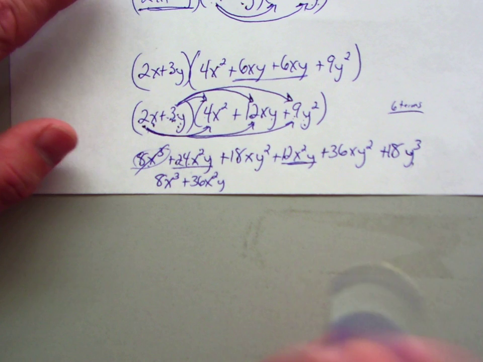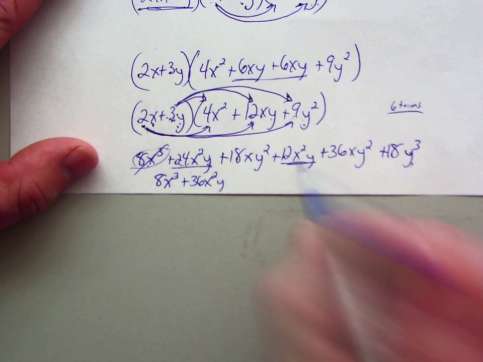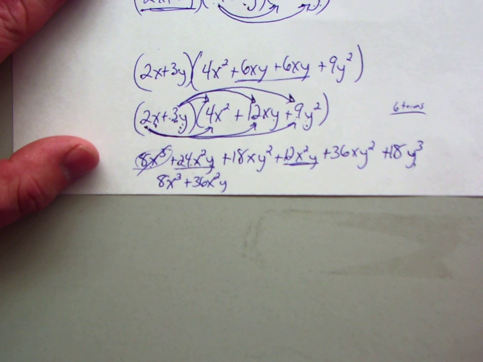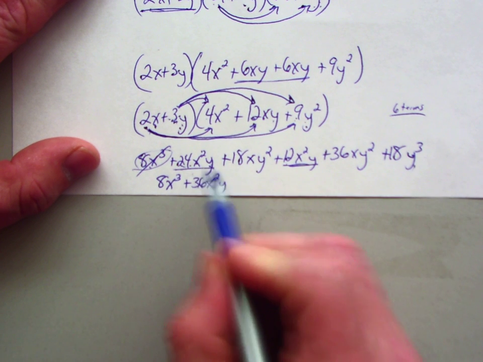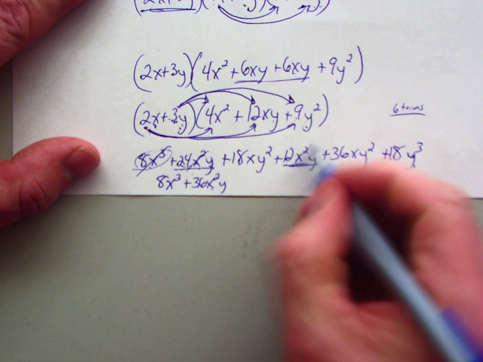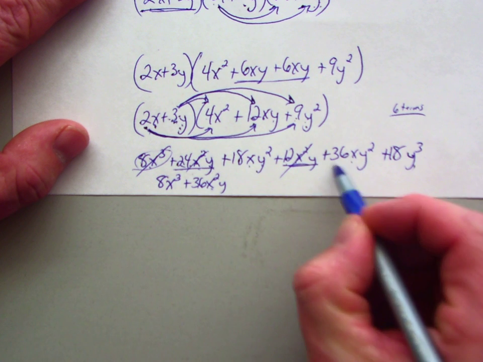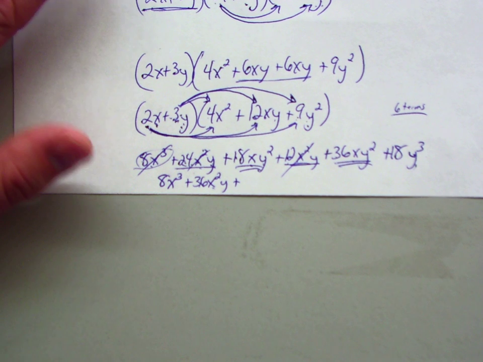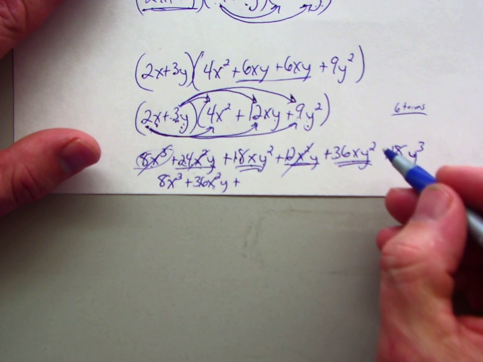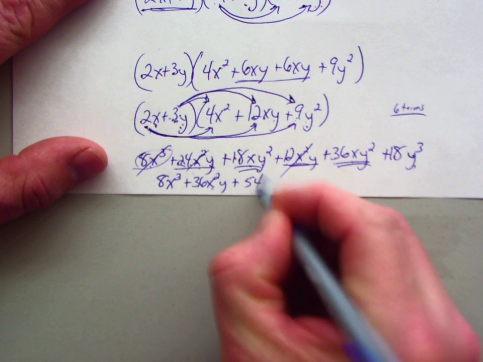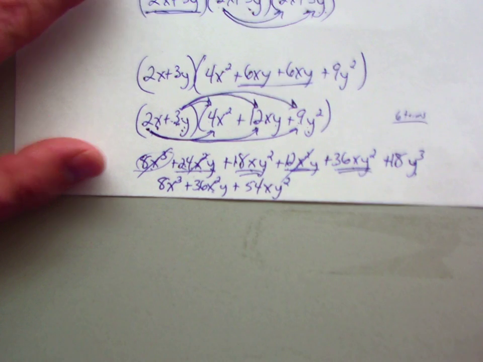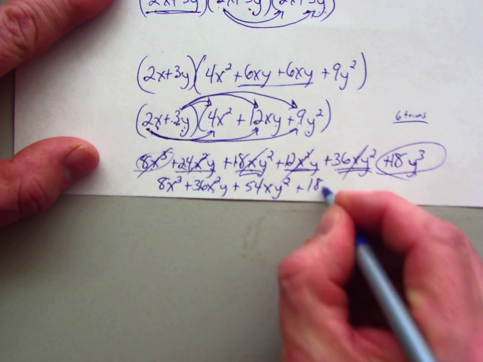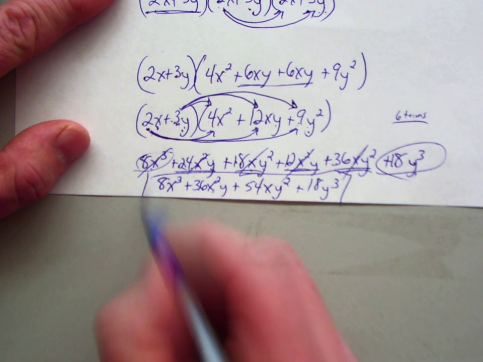Because remember, we're adding and subtracting like terms. The variables help us identify what the like terms are, and then we just add or subtract their coefficients. So I added 24 and 12, got 36. The variables stay the same. Here, x, y squared, x, y squared, so these are the same. So 18 plus 36 is 54 x y squared. And then my last term, 18y cubed. And now you are done.